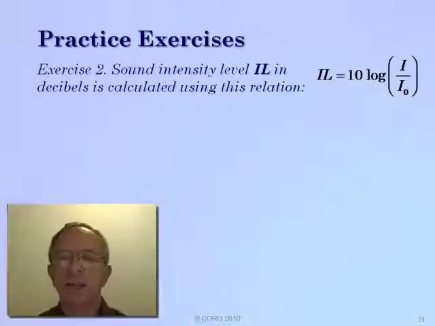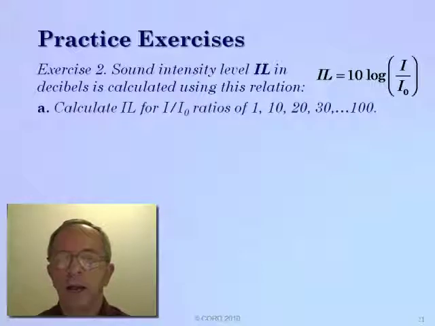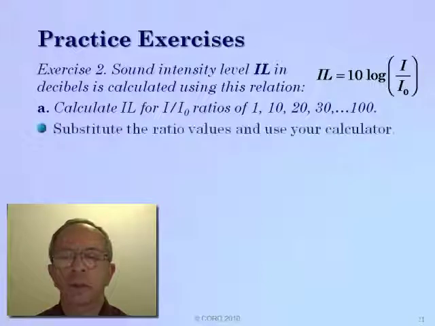Now let's look at the sound intensity, I sub L, in decibels using this relationship. You may have heard about so many decibels of sound intensity. This equation provides us with those values: 10 times the log of the intensity measurement divided by the threshold value, I sub 0, as we saw in the text. So let's calculate the I sub L values for ratios of 1, 10, 20, 30, and 100.